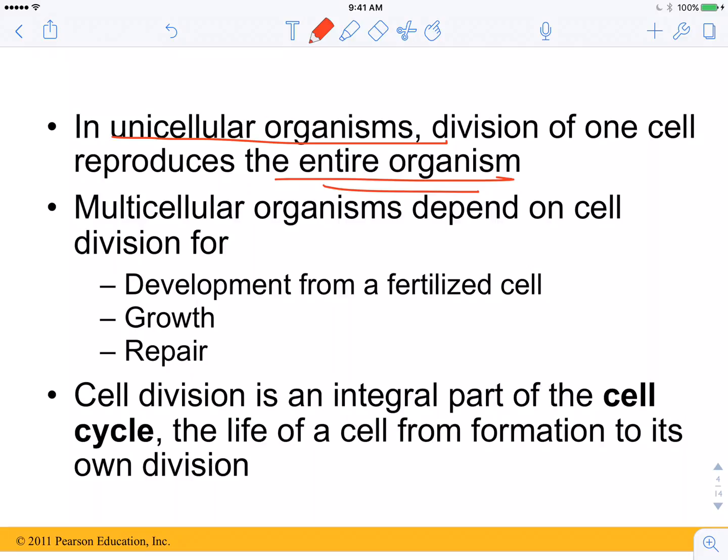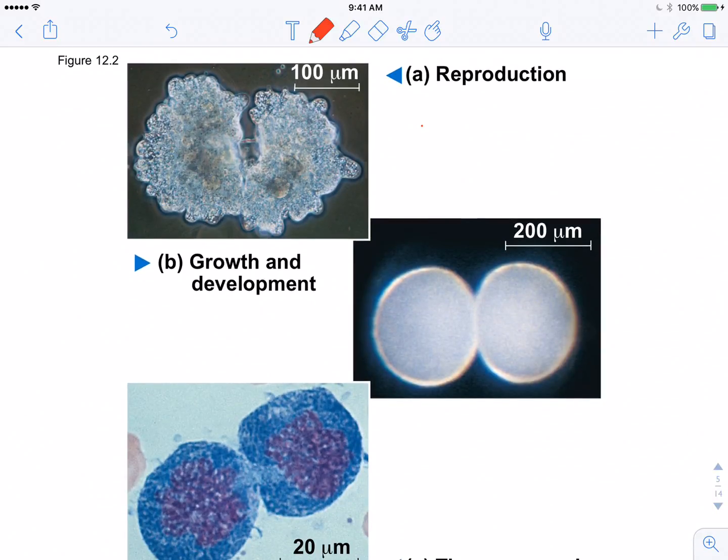So if you are a unicellular organism like a bacteria or an amoeba, cell division reproduces the entire organism. If you are multicellular, you use cell division or mitosis for development from a fertilized cell, for growth, getting bigger, and repair if something is damaged. Cell division is one part of the cell cycle, which is the life of the cell. We're going to talk more about the cell cycle in our next screencast.